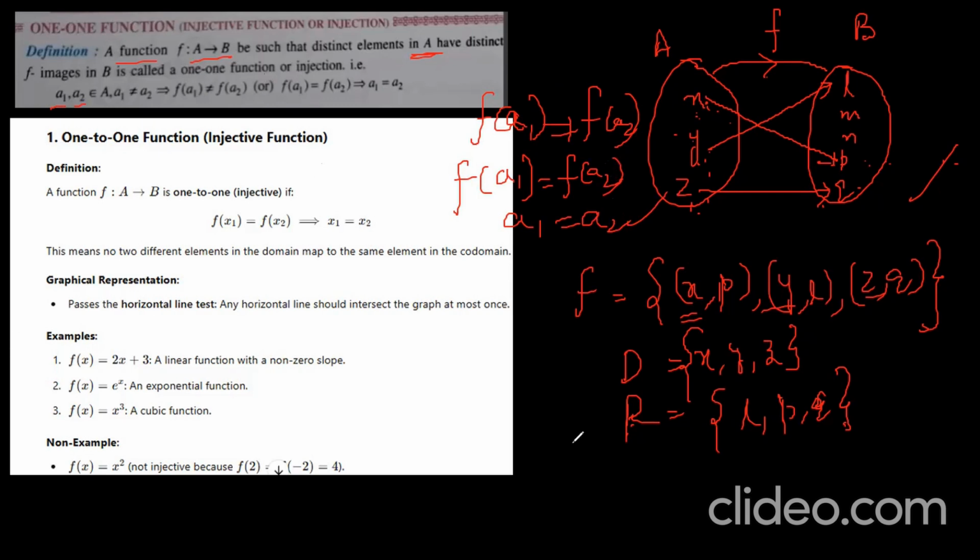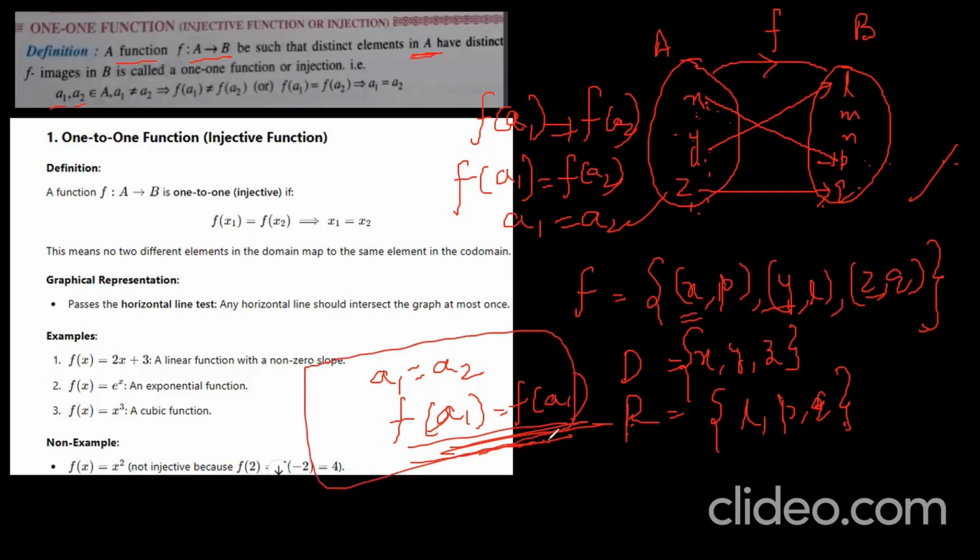Say, if A1 is equal to A2, what is the meaning? If A1 is equal to A2 means f of A1 is equal to f of A2. A2 is also A1. F of A1 it is. So we can't call this an injection. This does not give that F maps A into B is an injection, right? This is not the meaning that it is an injection.